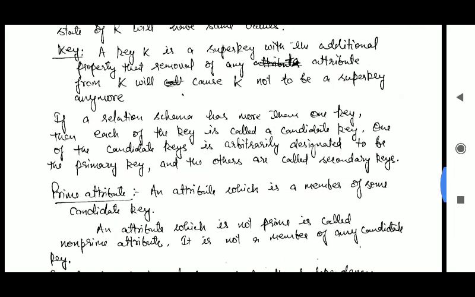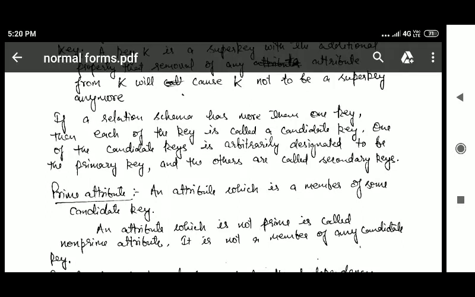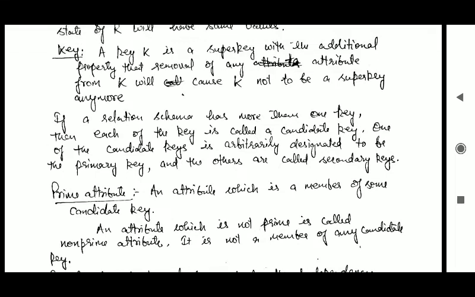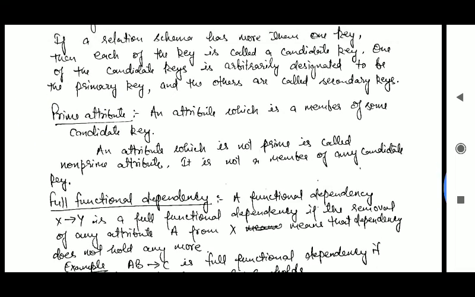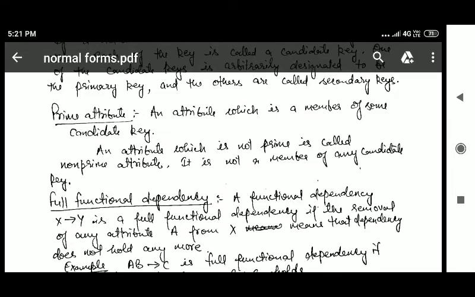If a relation schema has more than one key, then each of the keys is called a candidate key. One of the candidate keys is arbitrarily designated to be the primary key, and the others are called secondary keys. Now next is prime attribute. So what is a prime attribute? An attribute which is a member of some candidate key is called a prime attribute, and an attribute which is not prime is called a non-prime attribute. A non-prime attribute is not a member of any candidate key.